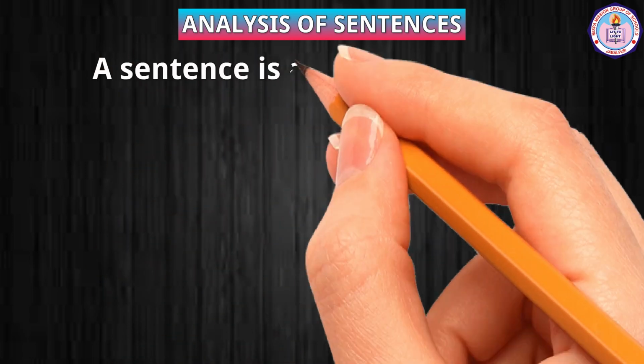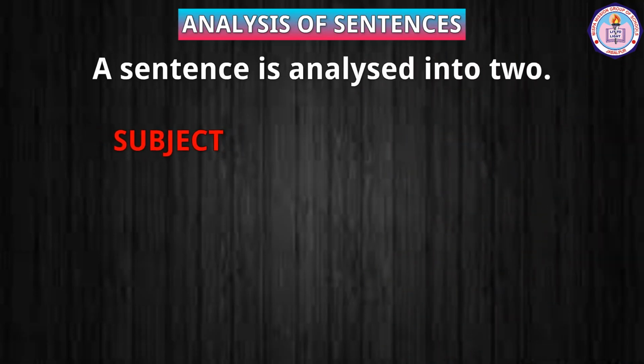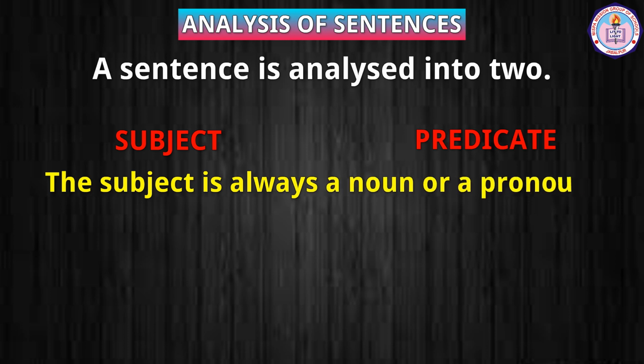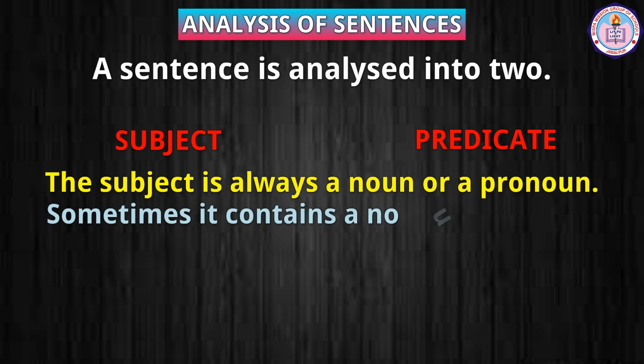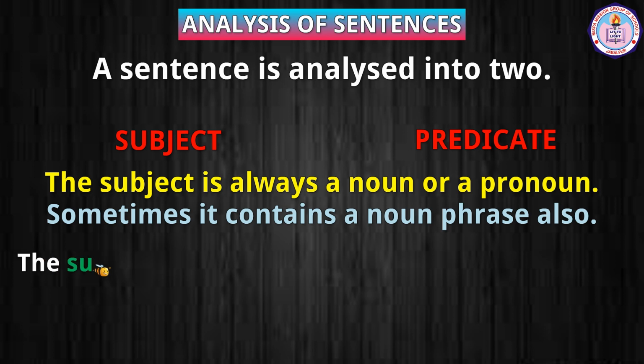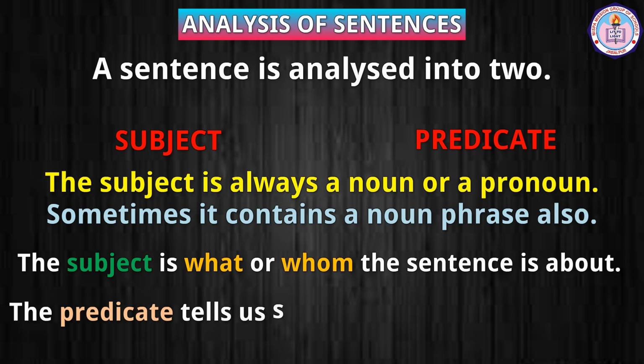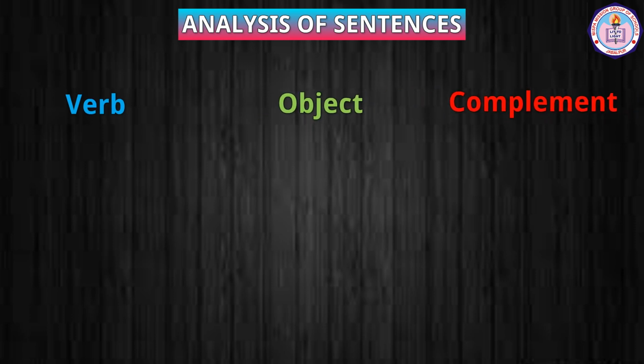Analysis of sentences. Now, let us analyze some example sentences to find out different parts of speech. In our first episode, we have learned that a sentence is analyzed into two, subject and predicate. The subject is always a noun or a pronoun. Sometimes it contains a noun phrase also. The subject is what or whom the sentence is about. The predicate tells us something about the subject. The predicate can have 3 parts: verb, object, and complement.